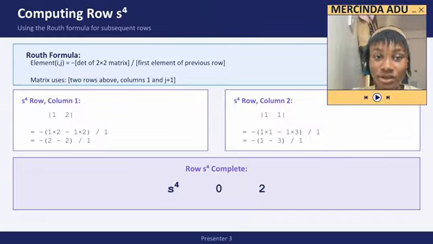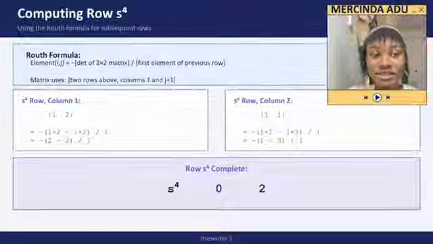We then divide by 1, which is the first element of the s to the fifth row. 0 divided by 1 equals 0. So the first element would then be 0.